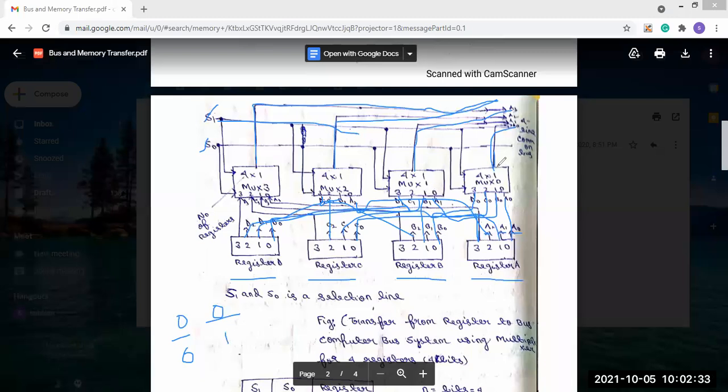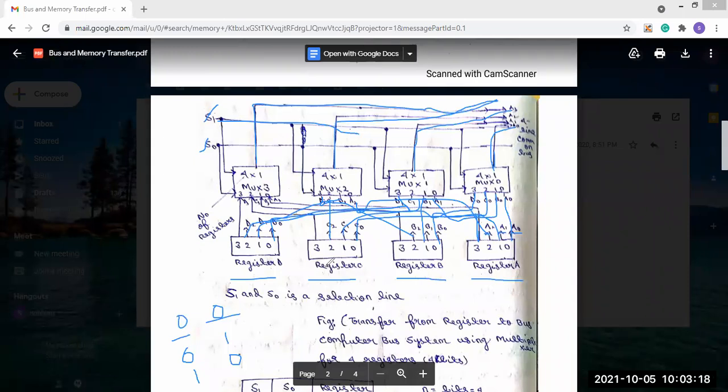But if it is 0, 1, what output will be chosen? The output will be B0, B1, B2, B3. So if it is 0 and 1, then register B is selected. Now, if register C is selected, when it will be 1 0, then what will be the output?